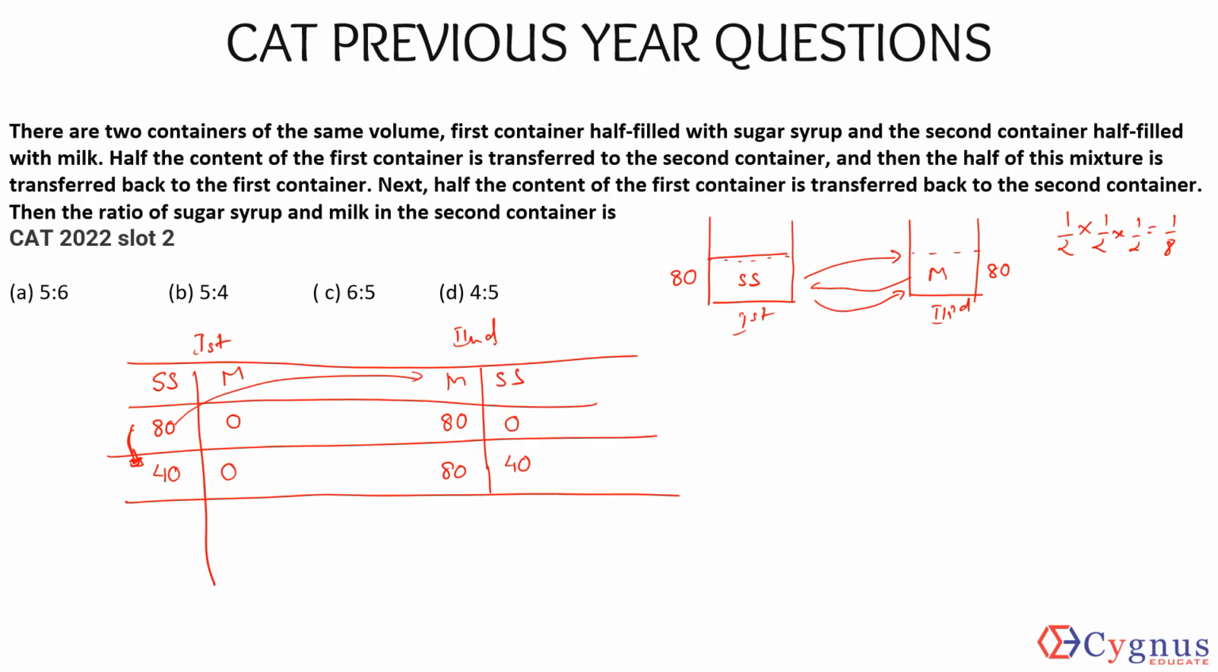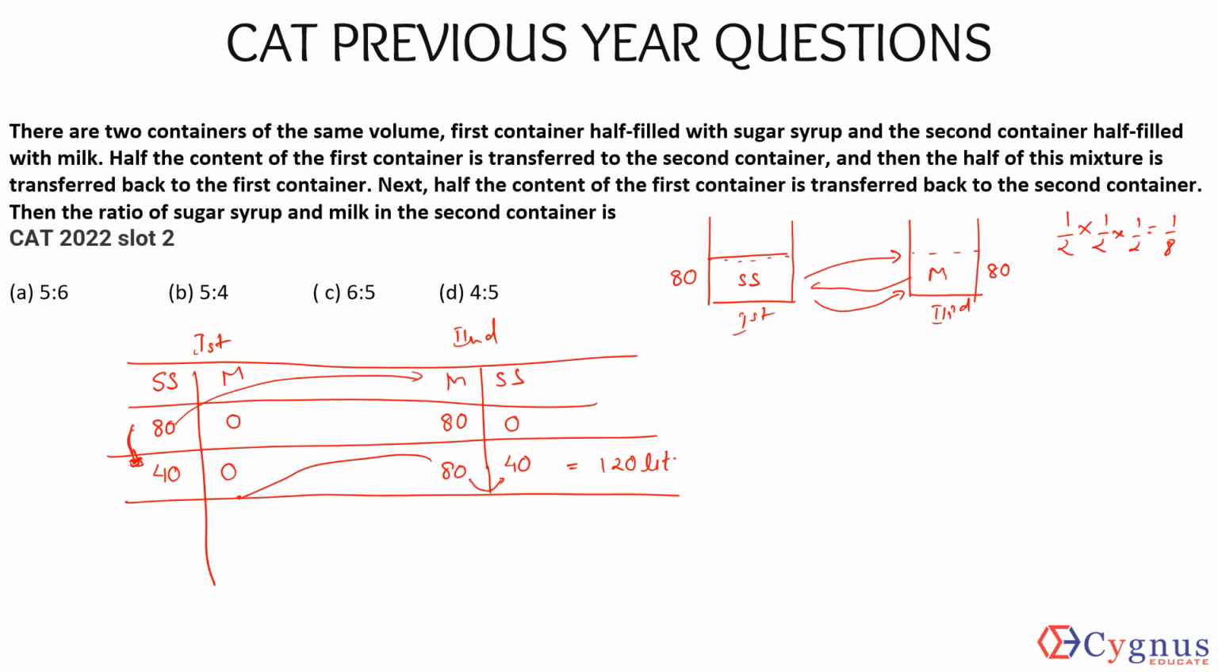Now you need to transfer half the quantity from the second container into the first one. Now the second container effectively contains a total of 120 liters. I'm going to transfer half of this. That means 60 liters will be transferred to what? The first container.